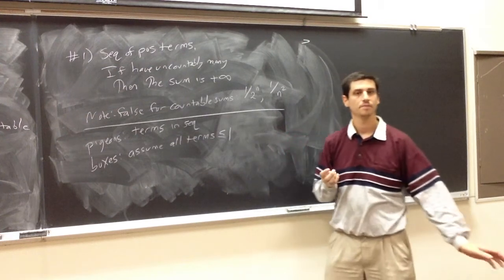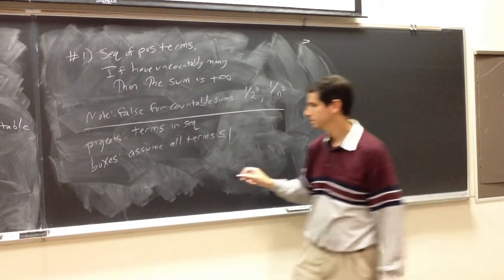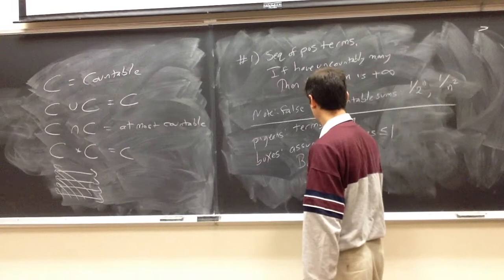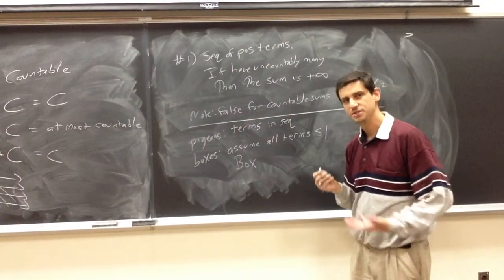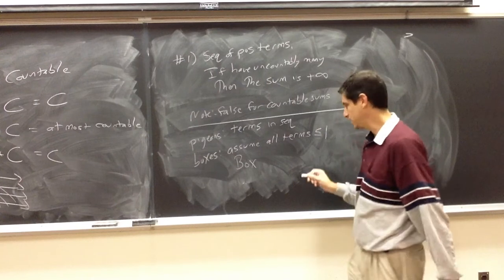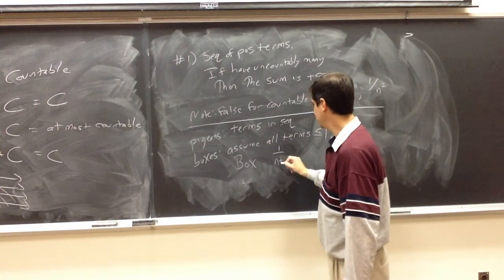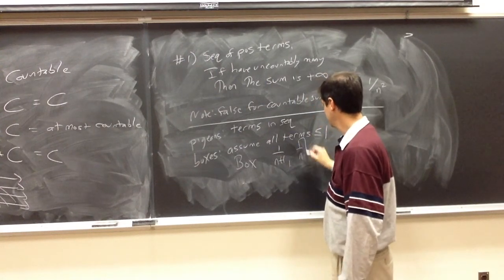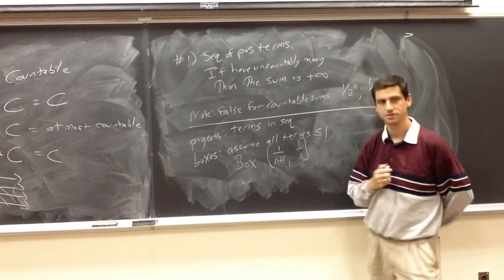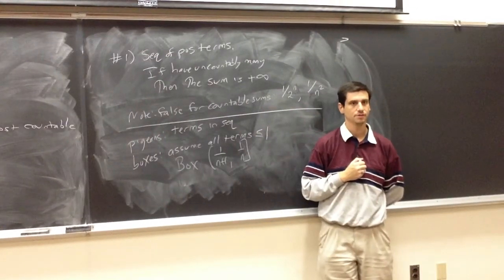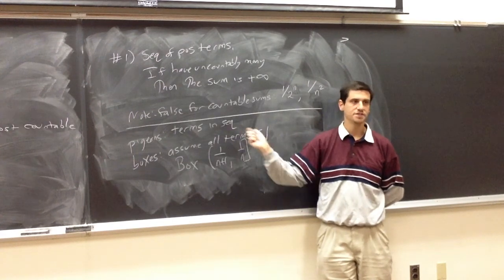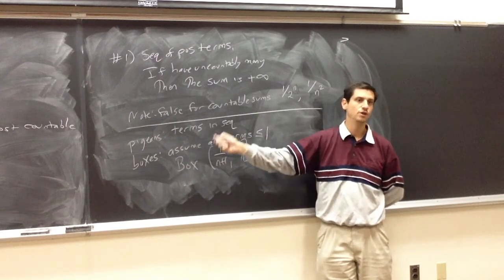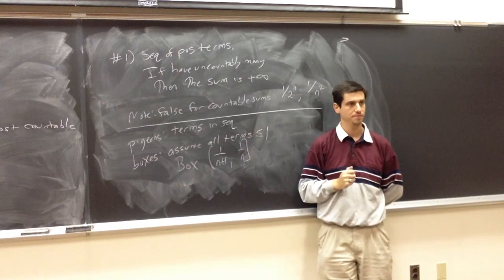How about the intervals from 1 over 2 to the n plus 1 to 1 over 2 to the n, where n goes from 0 to infinity? Yeah, but I can do it a little bit simpler than that. I can just do 1 over n plus 1 to 1 over n. These are my boxes. So the first box goes from 1/2 to 1. The second box goes from 1/3 to 1/2, then 1/4 to 1/3.